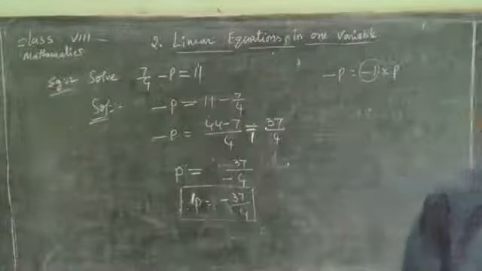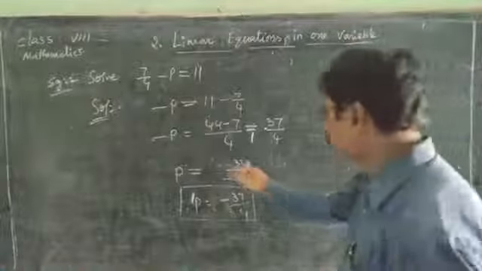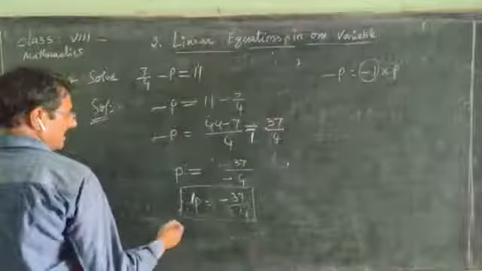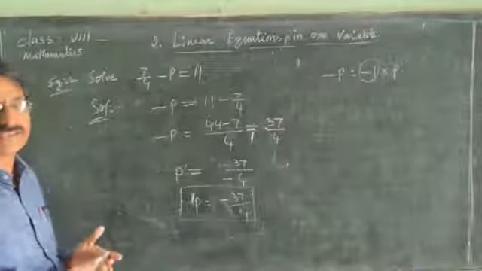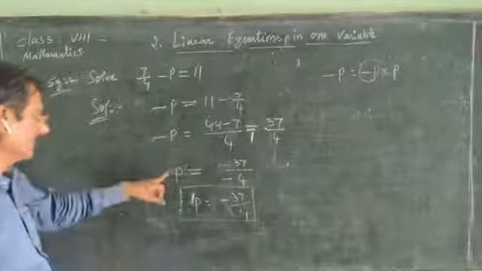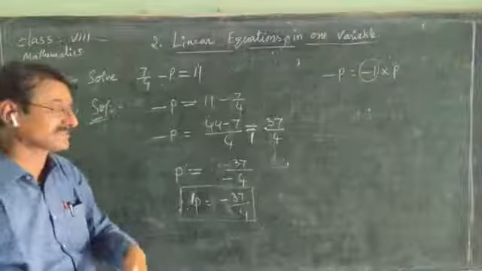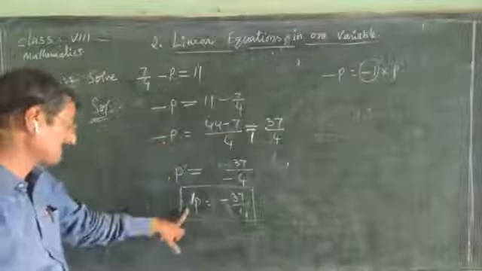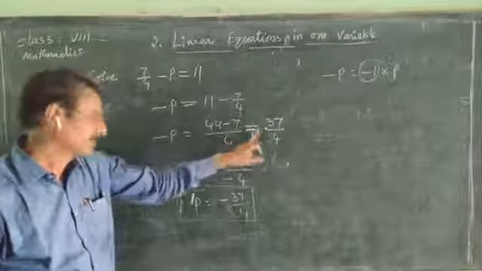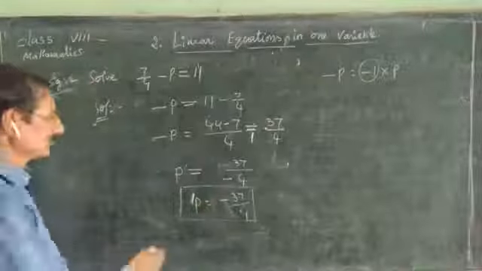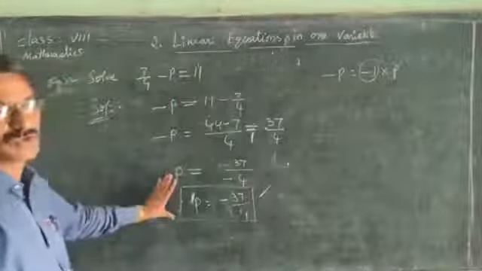We can say this is another way. If we multiply this equation on both sides by minus, minus and minus become plus, and on the other side we get the minus. So that is another way. Finally, it is the solution of the equation.